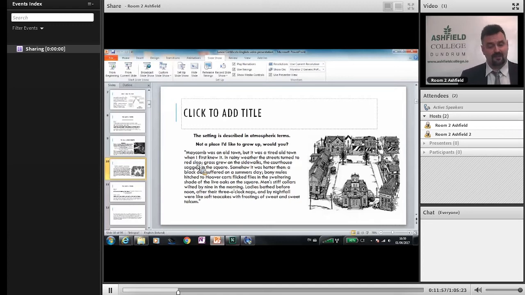I don't think so. Macon was an old town, but it was a tired old town when I first knew it. In rainy weather, the streets turned to red slop. Grass grew on the sidewalks, the courthouse sagged in the square. Somehow it was hotter then. A black dog suffered on a summer's day. Bony mules hitched to Hoover carts flicked flies in the sweltering shade of the live oaks in the square. Men's stiff collars wilted by 9 in the morning. Ladies bathed before noon after their 3 o'clock naps, and by nightfall were like soft tea cakes with frostings of sweat and sweet talcum.